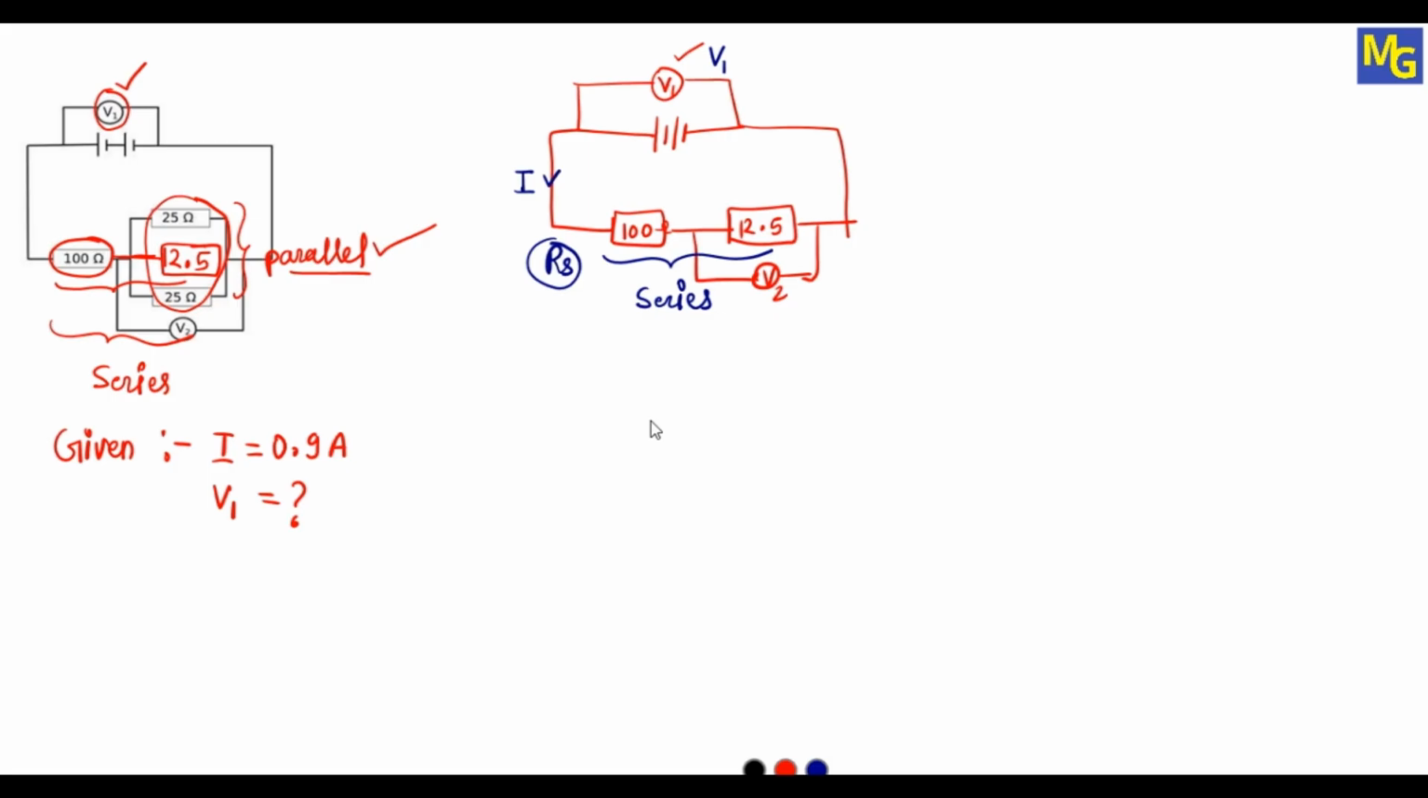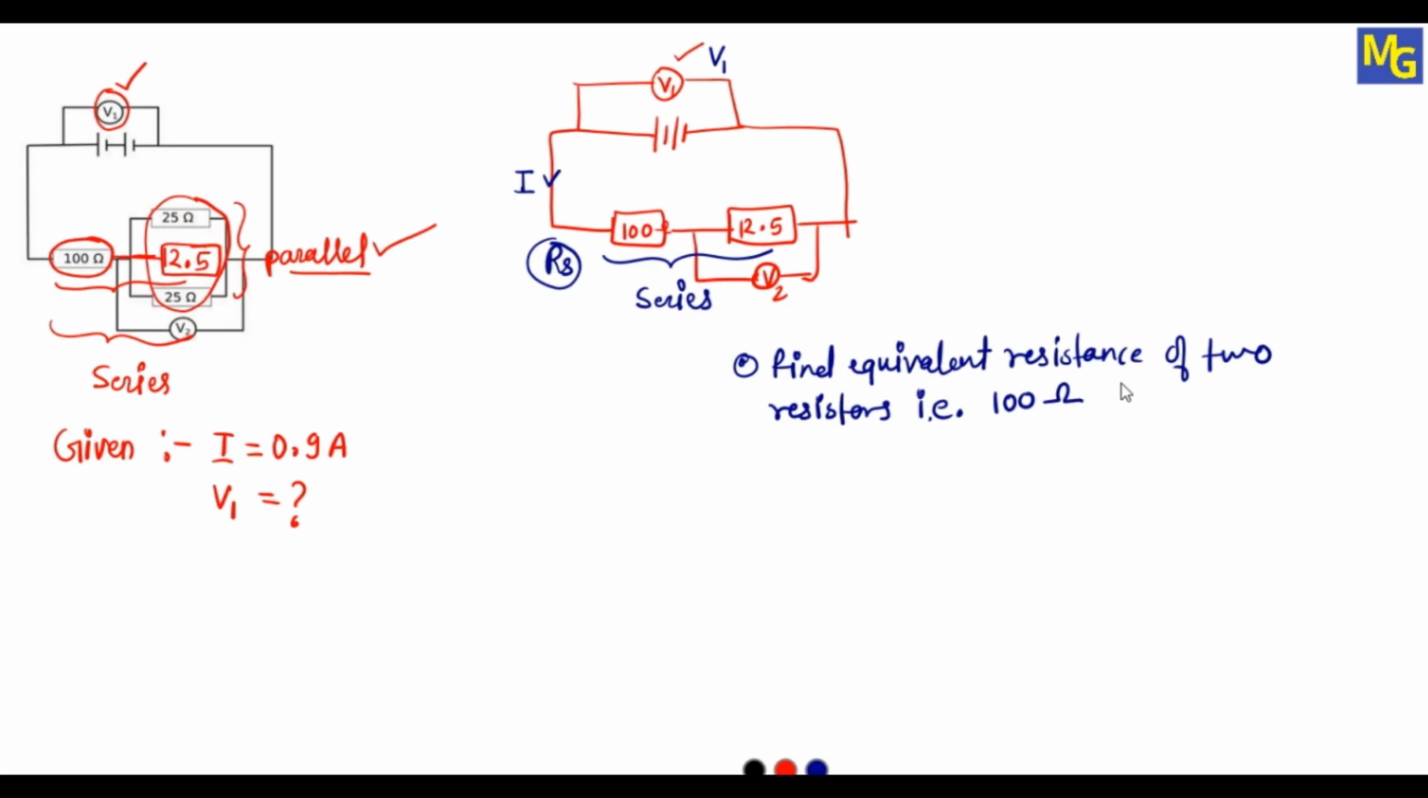Find equivalent resistance of two resistors. Which are those two? 100 ohm and 12.5 ohm in series combination. So these are in series combination. What is the formula for series combination? It is direct: Rs is equals to R1 plus R2. This formula we can use.